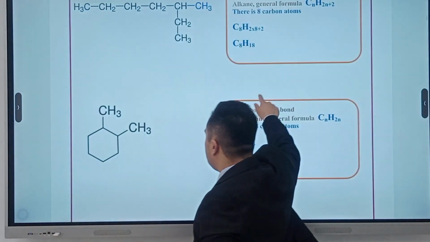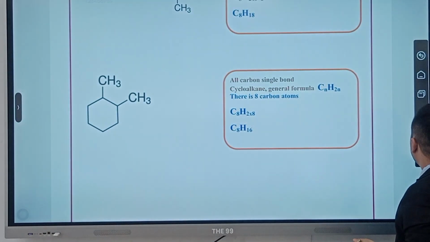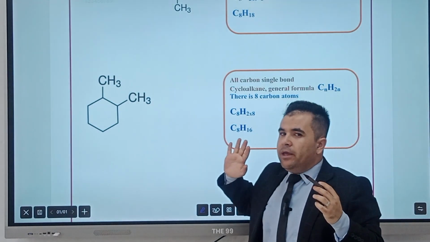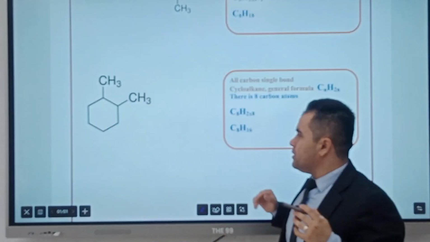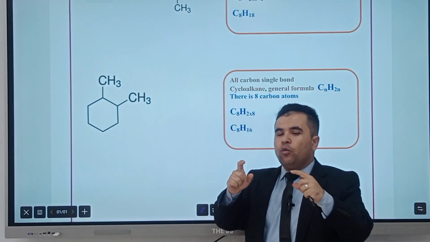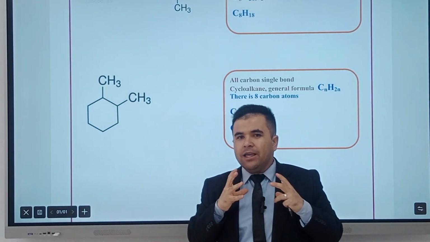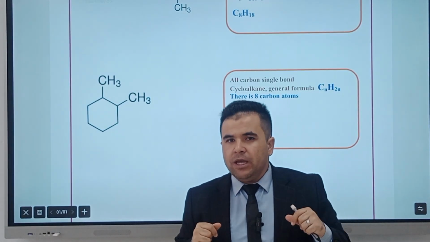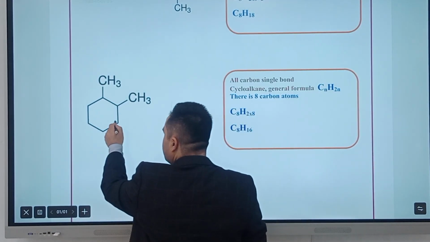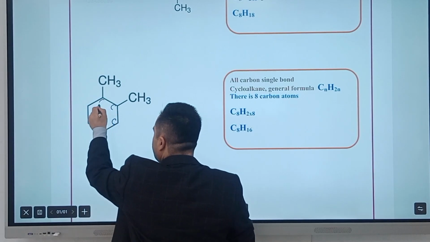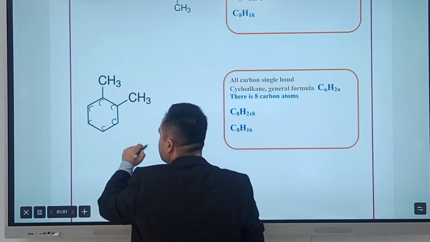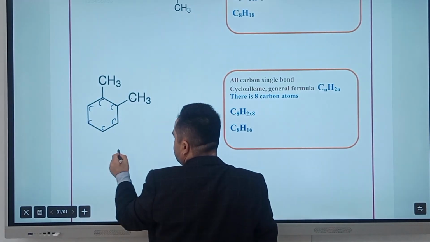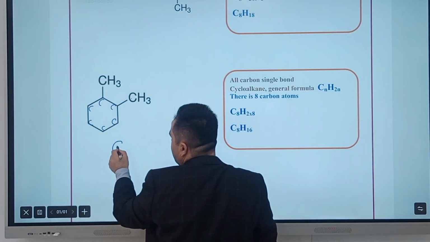If it is cyclo, guys, for the cyclo, sometimes the carbons may not be written. Keep in mind, always at every angle of the cyclic rings, there should be a carbon. So at this angle, a carbon: 2, 3, 4, 5, 6, 8, 9. So what is it?